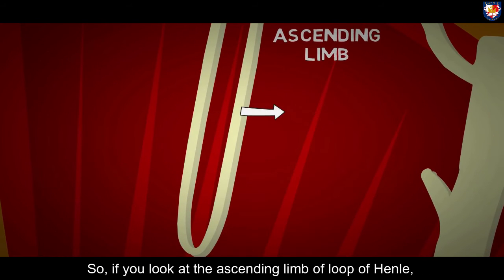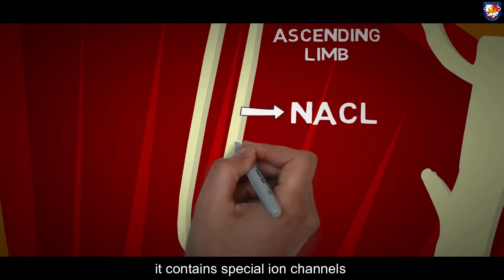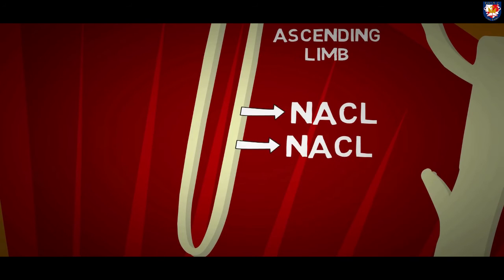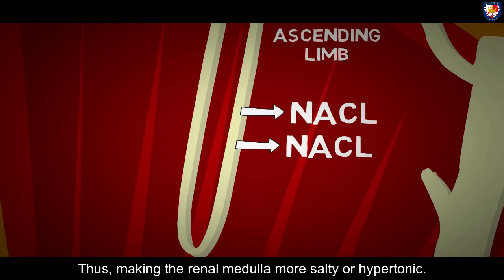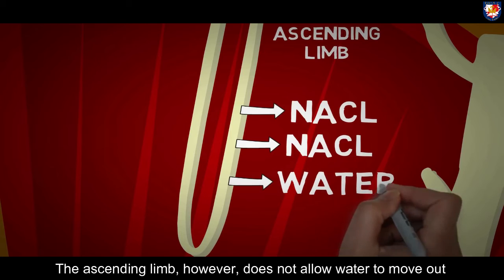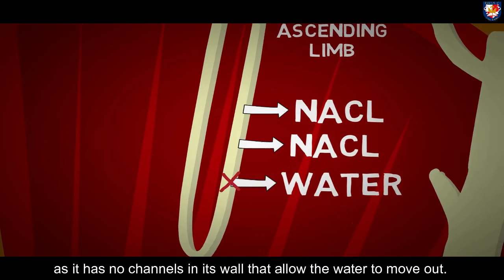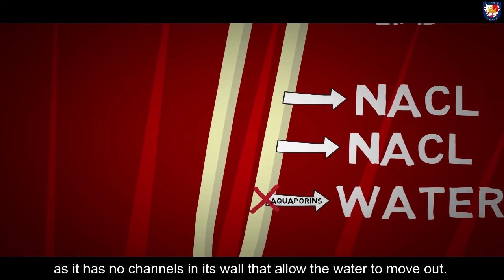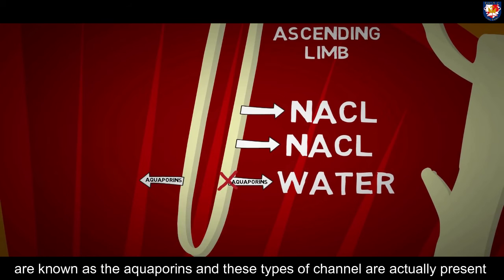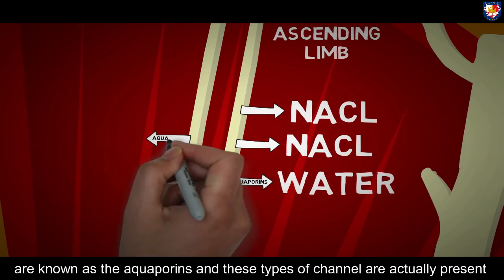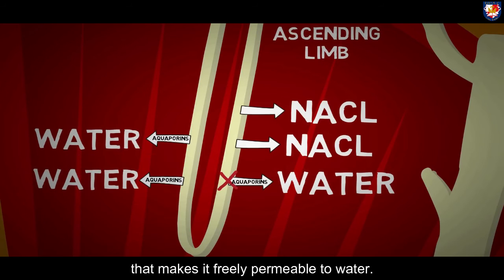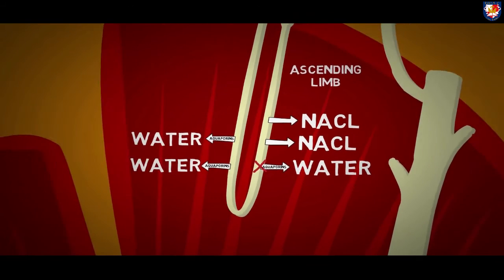If you look at the ascending limb of the loop of Henle, it contains special ion channels that pump out ions like sodium and chloride, thus making the renal medulla more salty or hypertonic. The ascending limb, however, does not allow water to move out as it has no channels in its wall that allow the water to move out. These types of channels that allow water to move out are known as aquaporins, and they are usually present in the descending limb of the loop of Henle, which makes it freely permeable to water.